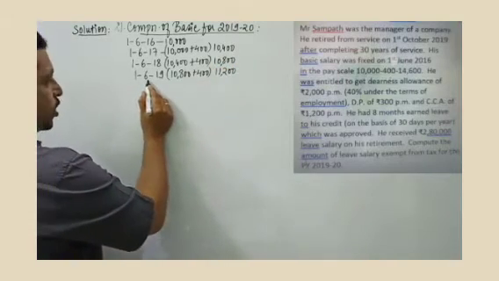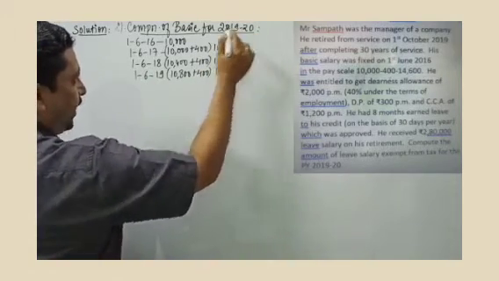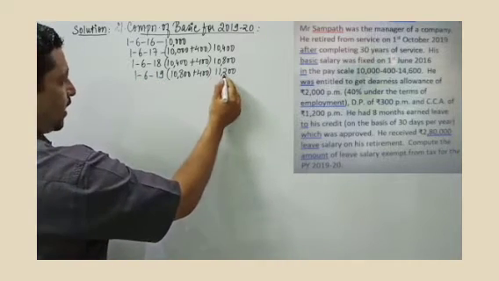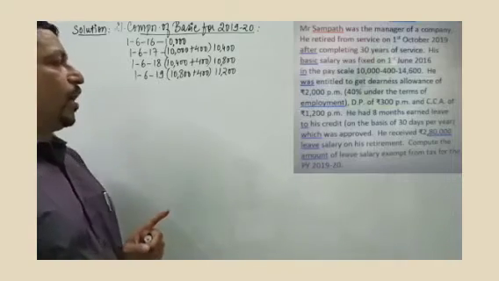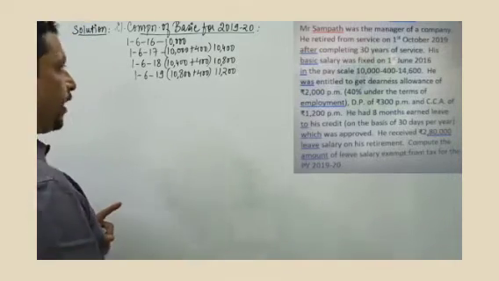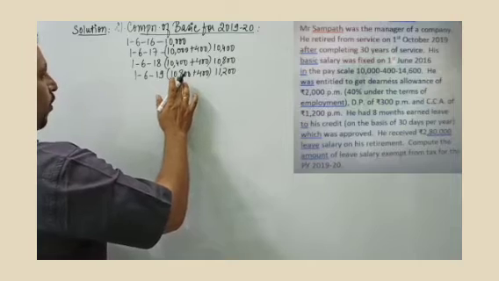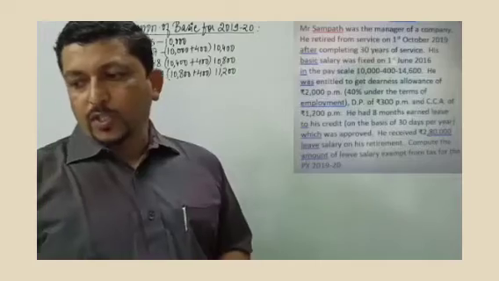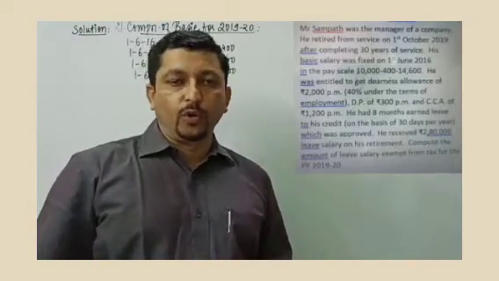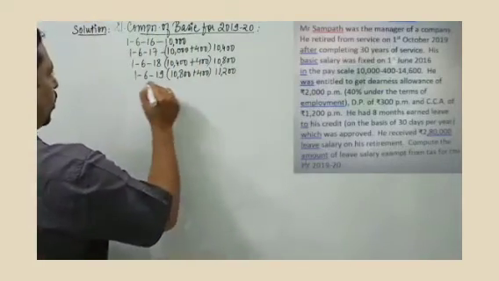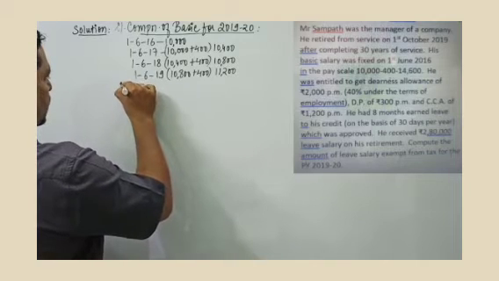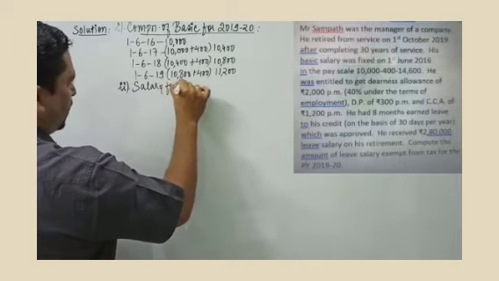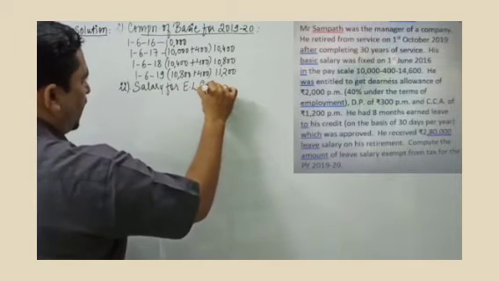Now we have reached the year 2019-20. On 1st of June 19, his basic would be 11,200 rupees. Now we need to identify the basic for 10 months, including the month of retirement. Mr. Sampath retires on 1st of October. Now, the next note we will write is salary for EL encashment.